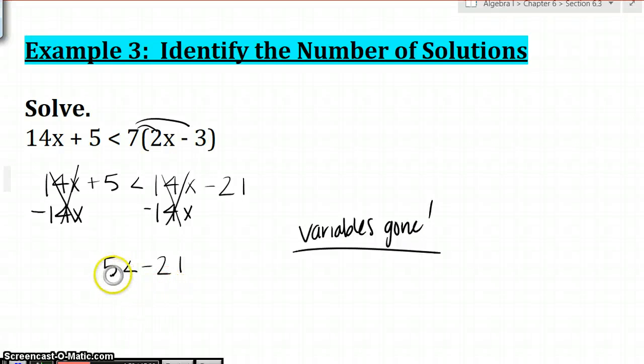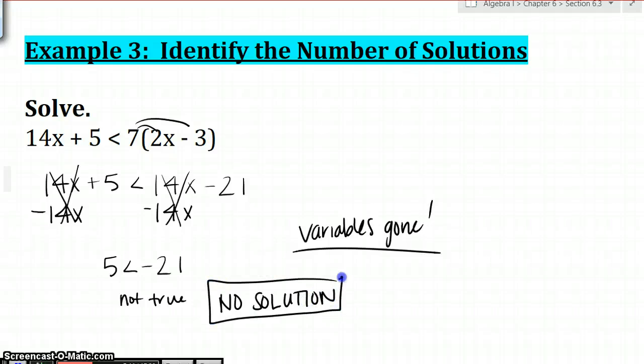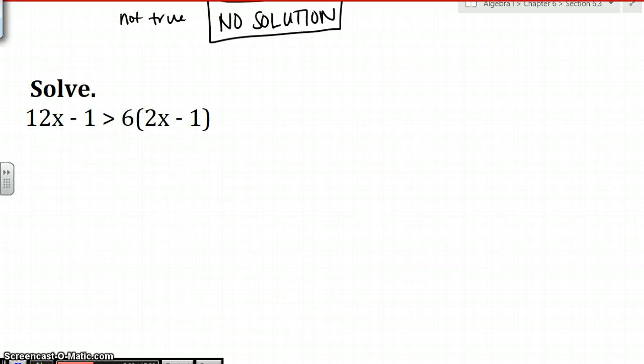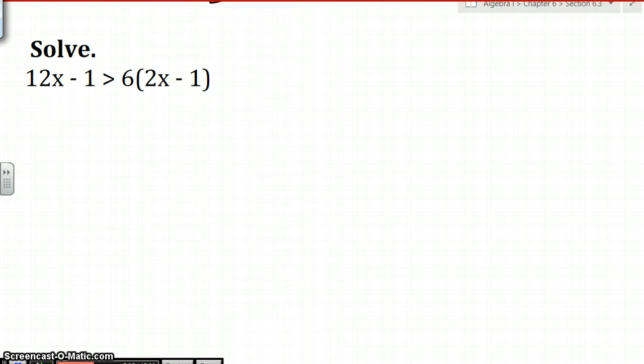If I look at this, it says 5 is less than negative 21. Well, if you think about it, 5 is not less than negative 21, this number is less than. So this is not true. So that means there is no solution. That is your answer. There is no solution. So if your variables go away and you get something that's not true, your answer is no solution.